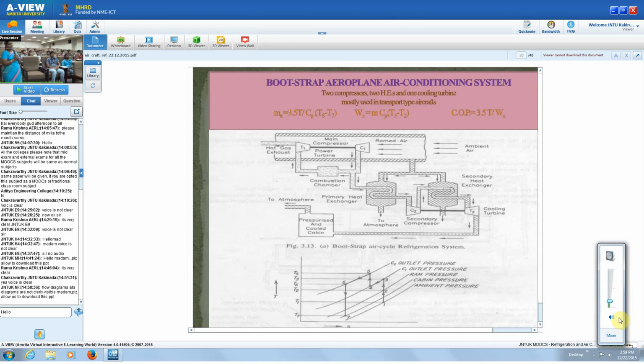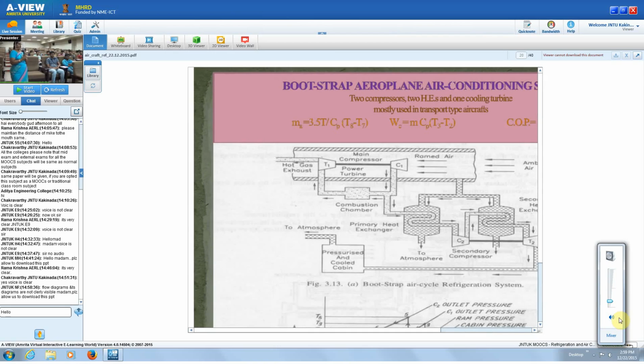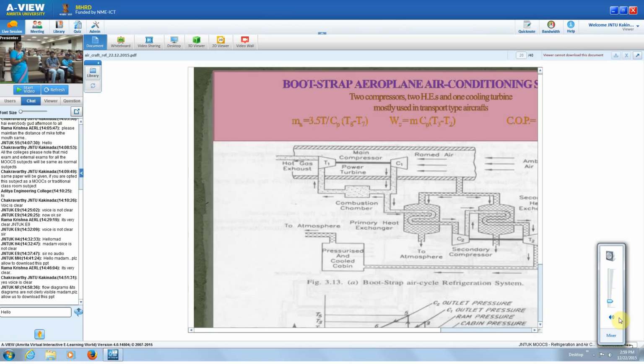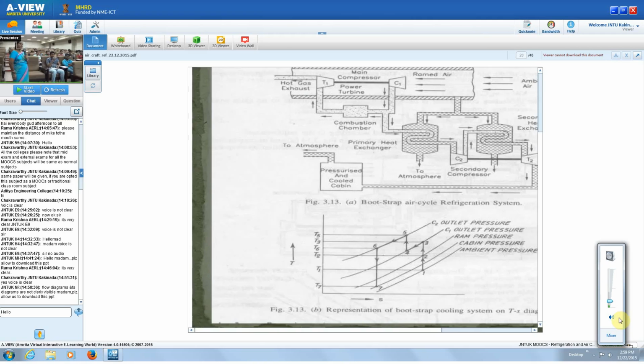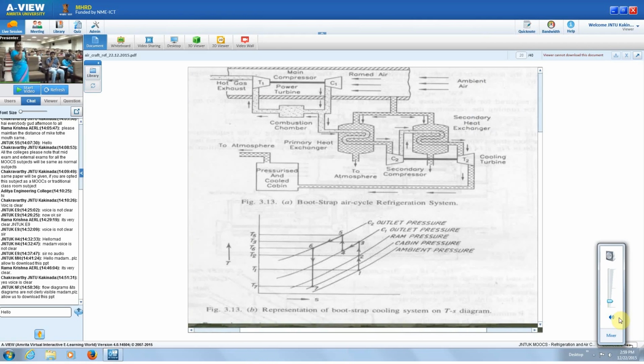So 1 is the atmospheric pressure, 2 is the cabin pressure, and 3 is nothing but the outlet pressure from the compressor 2. Then 2.5, 4.5. 4.5 is nothing but again compression in the secondary compressor. Then 5-6 is heat rejection in the secondary heat exchanger.